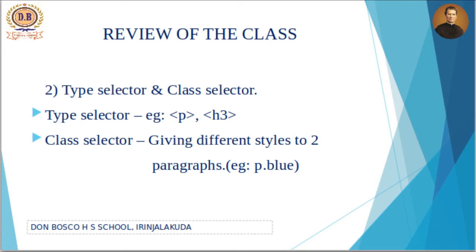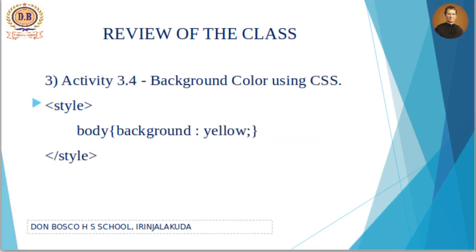And what is class selector? For giving different styles to two different paragraphs. The syntax of class selector was, inside the style tag, give the tag called p.blue, and inside the main content specify the class like p class equal to blue, then type Mohiniyattam and Bharatanatyam. So this is type selector and class selector. And the next activity was applying background color using CSS.